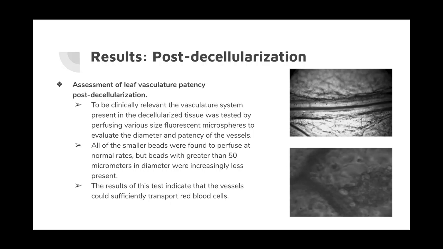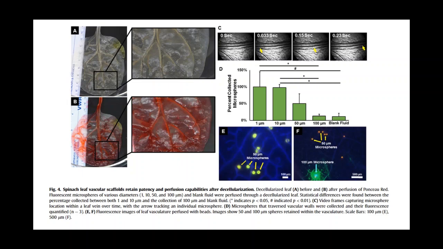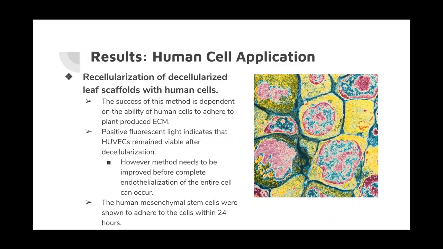This next figure highlights the perfusion capabilities of the decellularized plant's vasculature network. Further tests were also done to investigate the human cell application of the recellularized plant tissue. First tests were done to analyze the human cell's ability to adhere to the plant's extracellular matrix. Positive fluorescent light indicated that human umbilical vein endothelial cells were viable after recellularization. However, methods still need to be improved before complete endothelialization of the entire cell can occur.